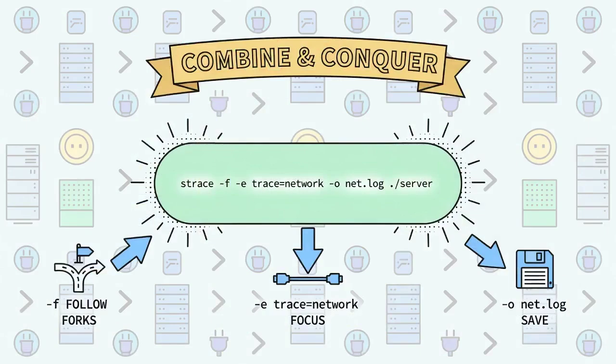The real strength is combining flags into one focused command. strace -f -e trace=network -o net.log ./server follows every child process, filters down to network syscalls only, and writes the result straight to a file for later grepping. That single line is your production debugging Swiss Army knife. Minimal noise, full visibility, shareable artifact.